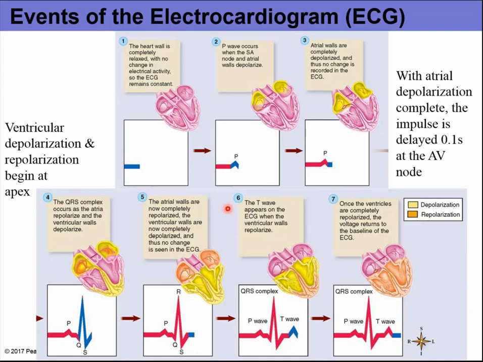Right, step six, the T wave is going to represent our ventricular repolarization. Again, it's going to begin from the apex and go up the sides of the ventricles. Once the ventricles are completely repolarized, the voltage is going to return to that baseline of the EKG, right? And we have another flat line where we would start the cycle all over again with the second heartbeat, right? So we would start over again with the P wave and this whole process.